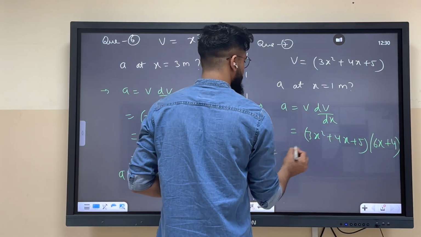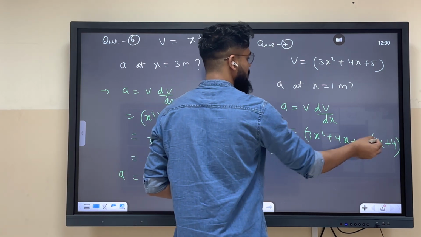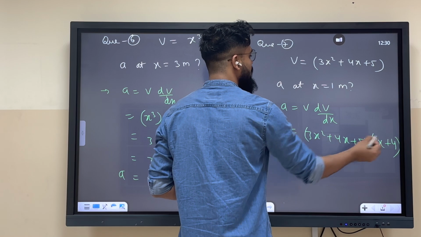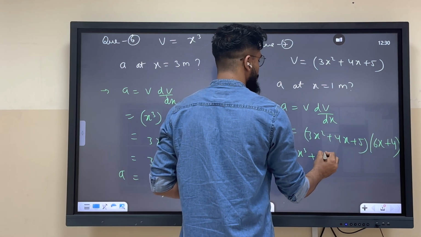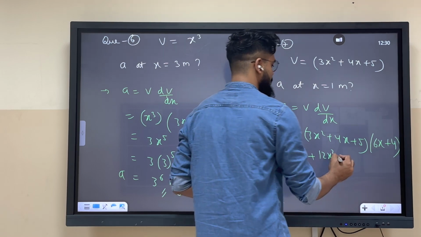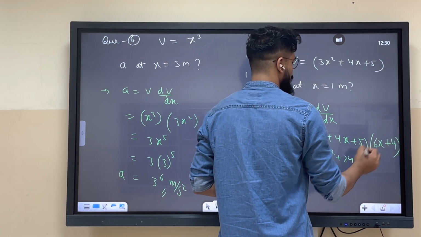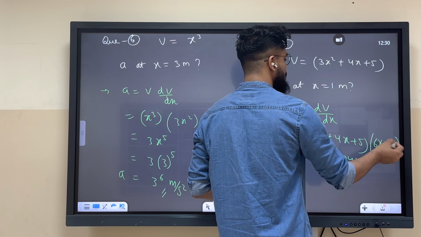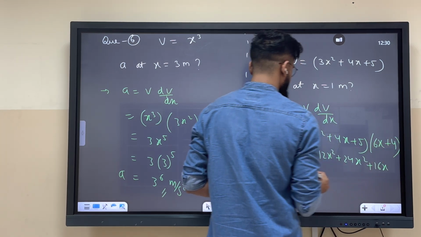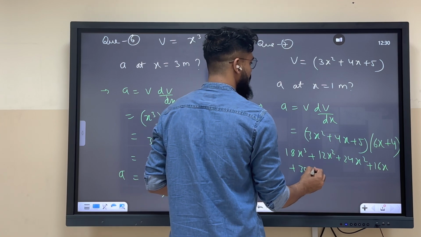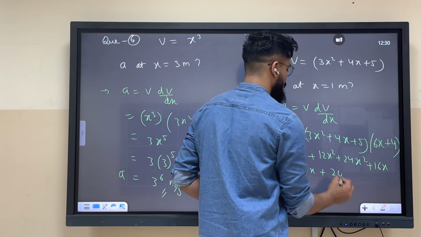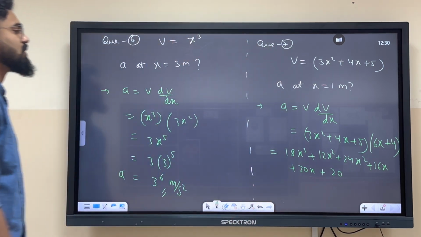So do it. 3x square into 6x will be what? 18x cube. 3x square into 4 will be 12x square. 4x into 6x will be 24x square. 4x into 4 will be 16x. 5 into 6x will be 30x. 5 into 4 will be 20. Do by yourself, you can do it.